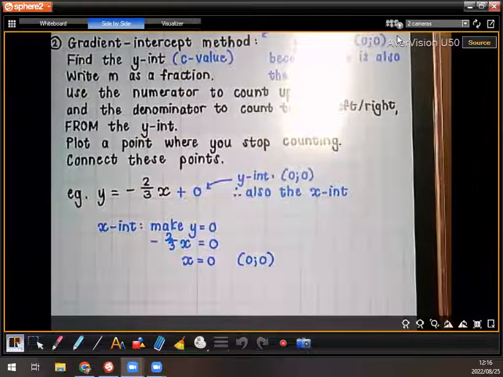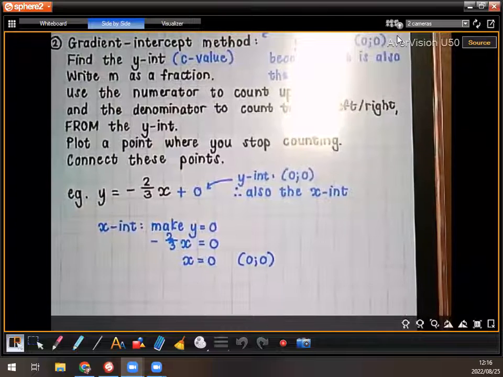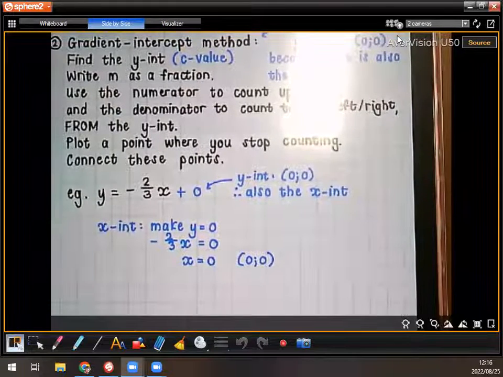We have to have a fraction, guys, because remember, what is the gradient? Change in y over change in x. Okay, so we have to have a number at the top to do our up or down counting, and we have to have a number at the bottom to do left or right. Okay, that's why we're writing it as a fraction always.